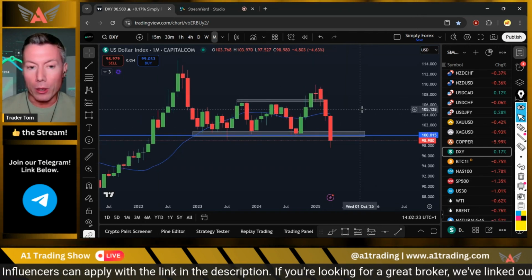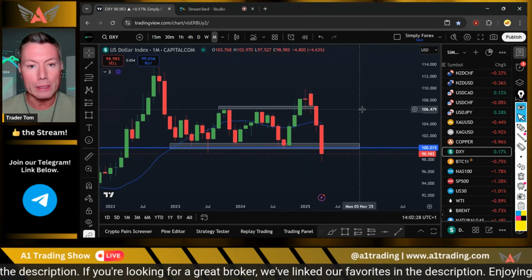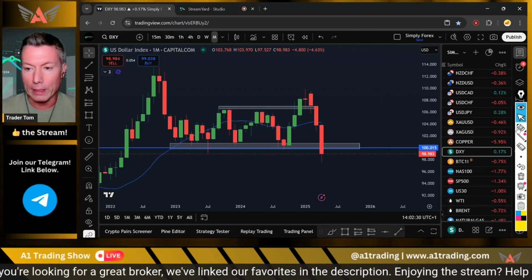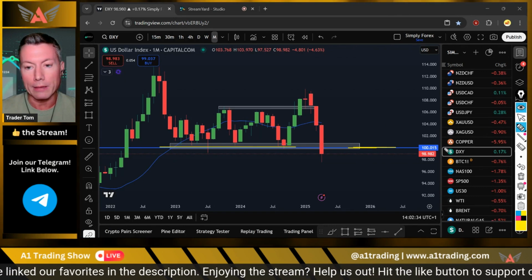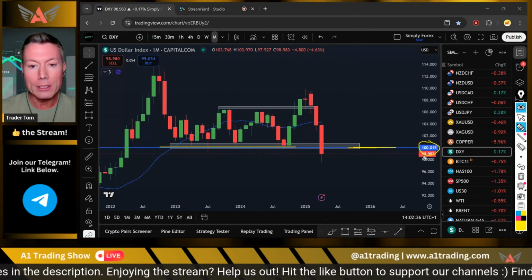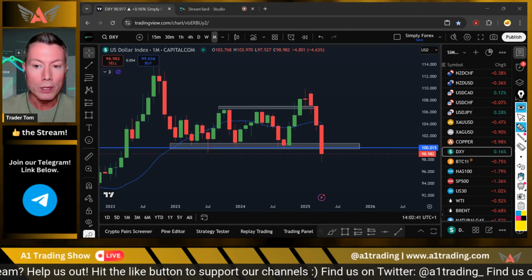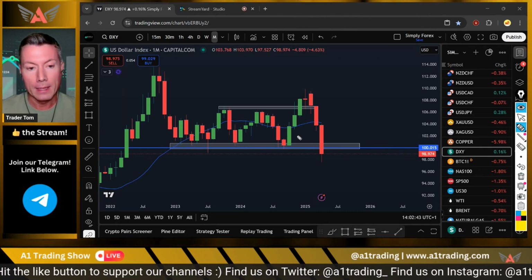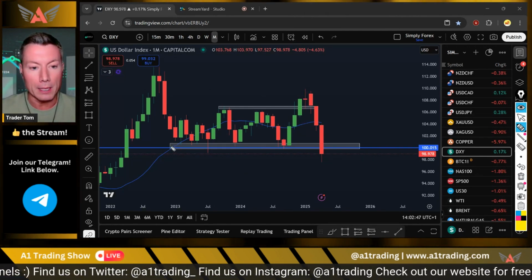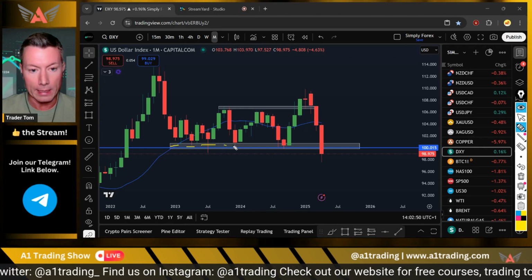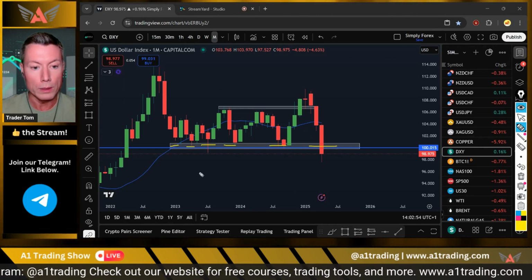But I want to look at the monthly chart, right? I don't trade the monthly chart. I trade intraday, right? But what I want to show you here, guys, is this $100 level. This big blue line here is the $100 level, and that is obviously a very big psychological level for the dollar, right? And because of that, it obviously becomes very good support and resistance. And in this case, it's become very good support, right?